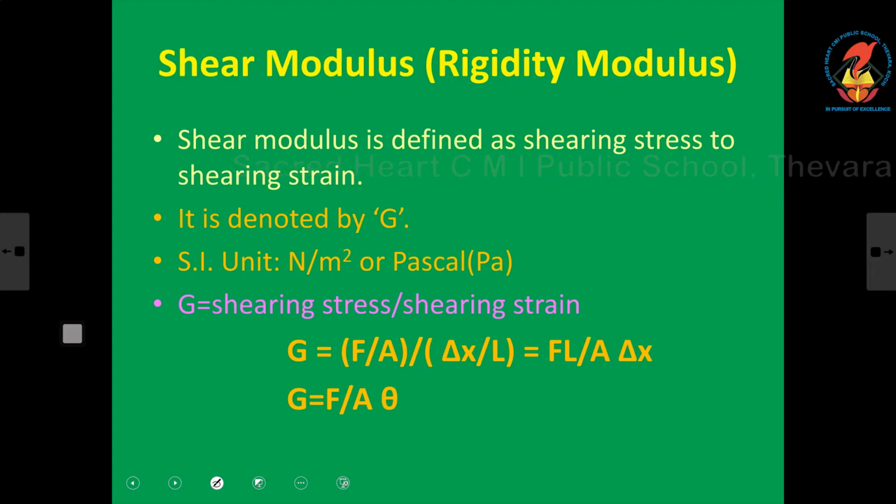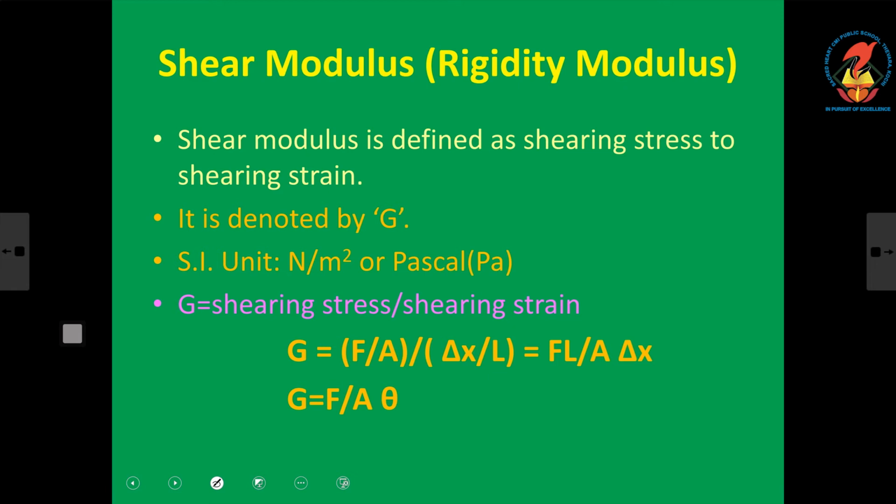Now comes the third thing, shear modulus. Shear modulus is defined as the ratio of the shearing stress to the shearing strain. It is denoted by G. Again, as I told, the unit is Newton per meter square or Pascal. So, I just wrote G is equal to shearing stress by shearing strain.